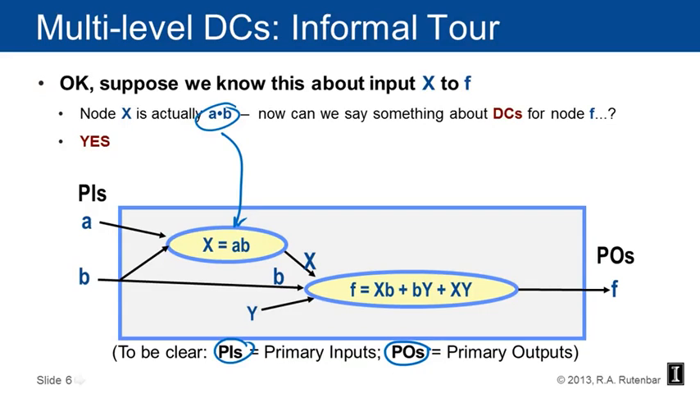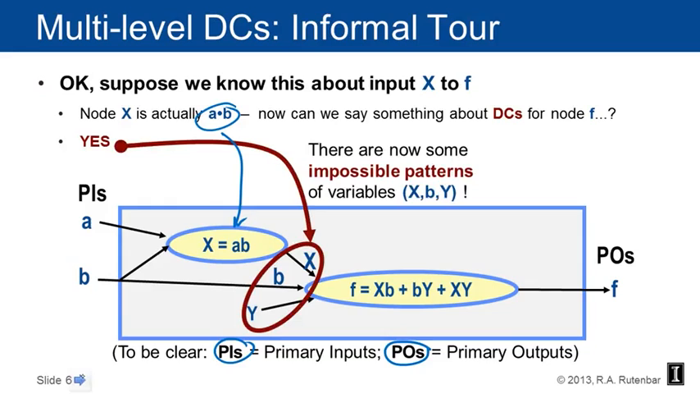Now can I say something about whether there are any impossible patterns for the inputs to node f? And the answer is yes. Because there are some relationships between a and b and x now, some things just can't happen because x is a function of a and b. There are now some impossible patterns of the variables x and b and y. So let's just go look at those.